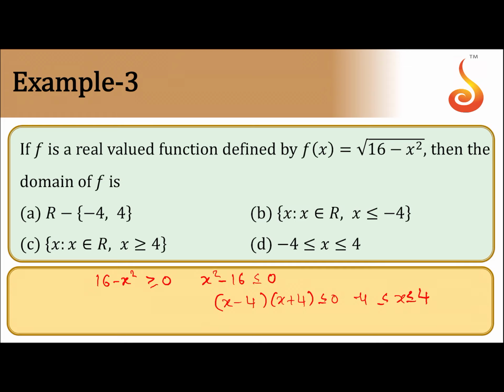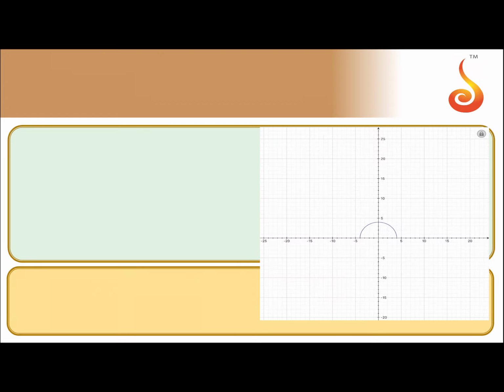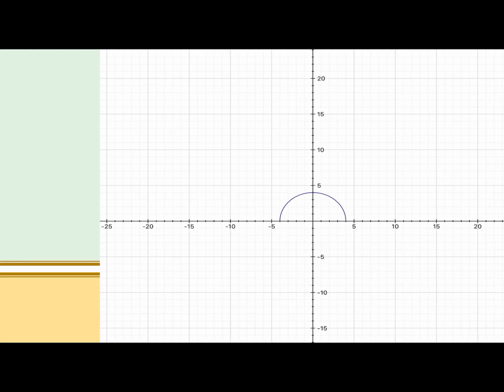Okay, I'll show it in the graph so you can get clarity. If you see very carefully, I'm zooming it out. This is equal to minus 4 and this is equal to 4. And this point is also (0, 4). It will always be positive.